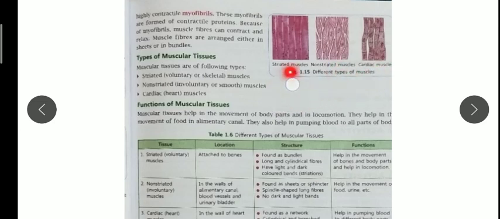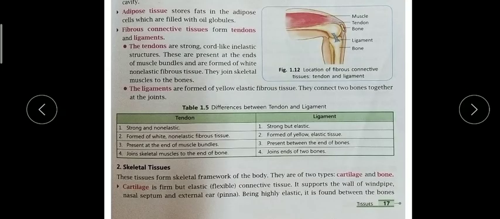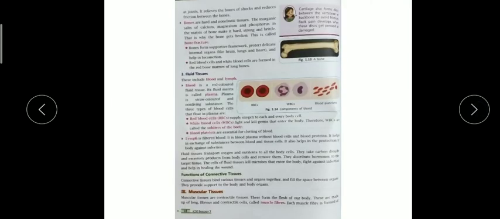In the next video I will explain in detail. Till now, I told you to make this table 1.5 in your homework and read the chapter, and if you find any confusion, ask me in the Zoom class. Muscular and nervous tissue I will explain in the next class.